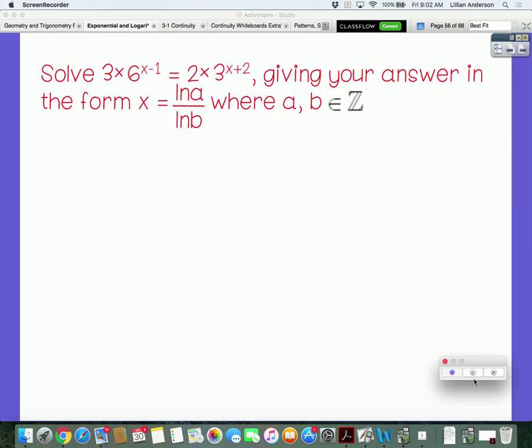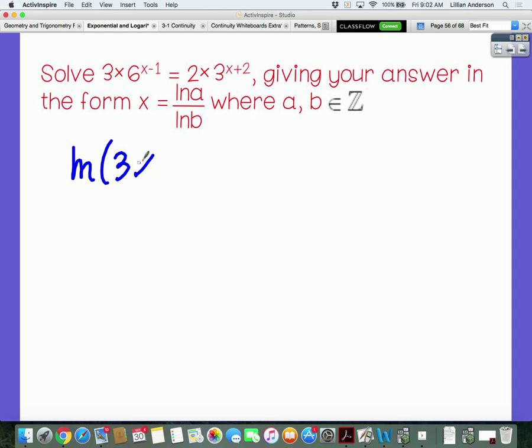All right, so let's look at this one. We have 3 times 6 to the x minus 1 equals 2 times 3 to the x plus 2. We're going to give them the form of ln of A over ln of B. A and B are, what does that symbol mean? Integers. Okay, integers. So how can we start this? How do we start any of the other problems? Take the natural log. So let's do that.